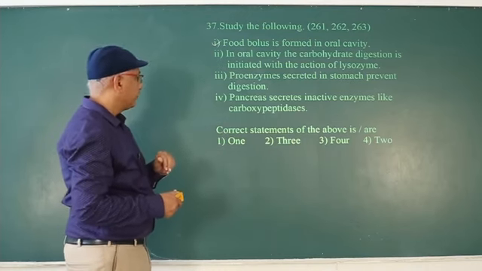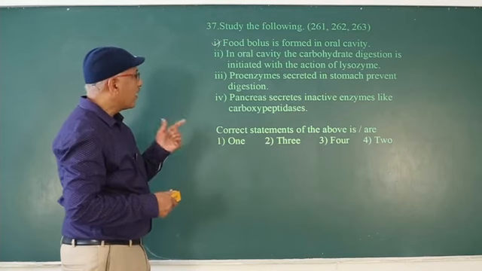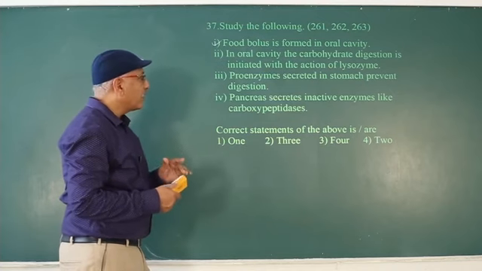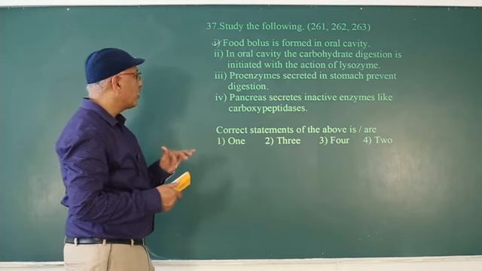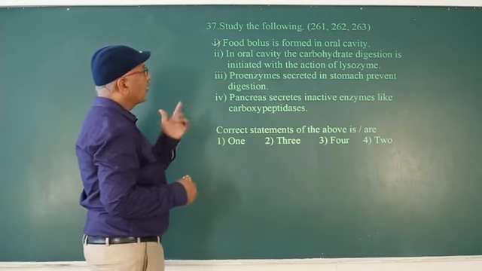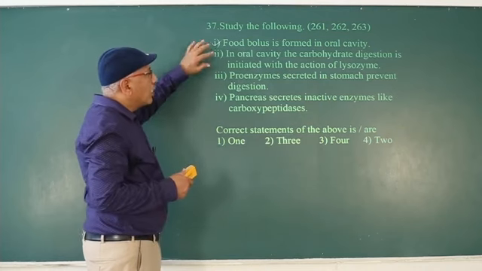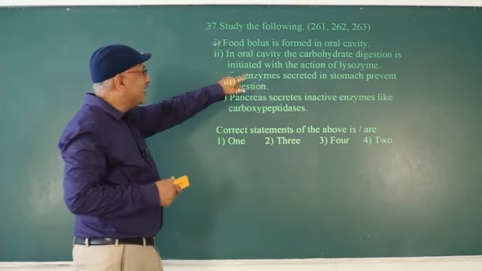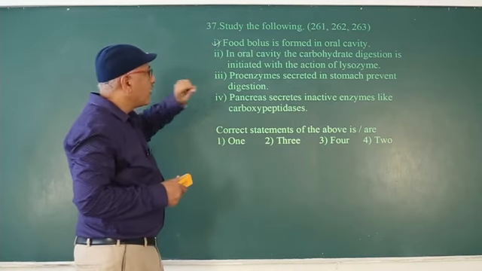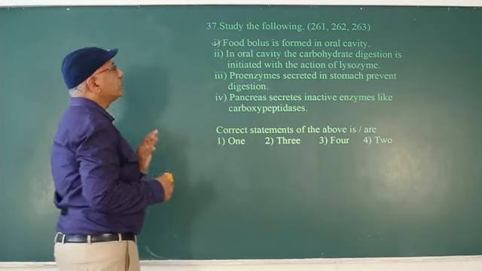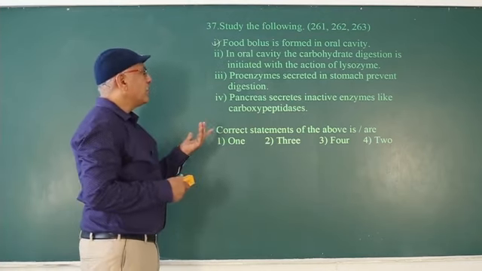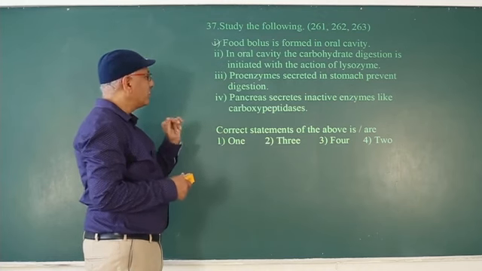Pancreas secretion. The pancreas secretes inactive enzymes like carboxypeptidases. Study the following. Food bolus is formed in the oral cavity. Correct. In the oral cavity, carbohydrate digestion is initiated by the action of lysozymes. Wrong. Proenzymes secreted in the stomach prevent digestion. So proenzymes are never involved in digestion. So wrong only.